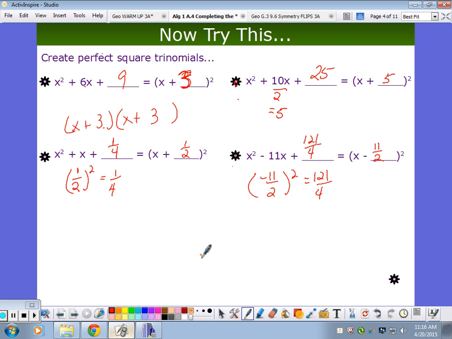This is completing the square. You're creating a perfect square trinomial. Completing the square is creating these perfect square trinomials. Let's practice another one. I'm going to make something up here. They're much easier when these numbers are even, aren't they? What goes there? 1, 2. What goes there? 4. Not 2. 4. Okay.